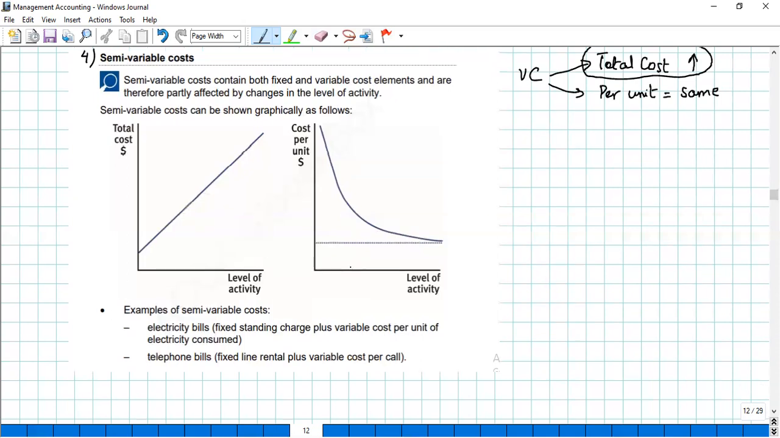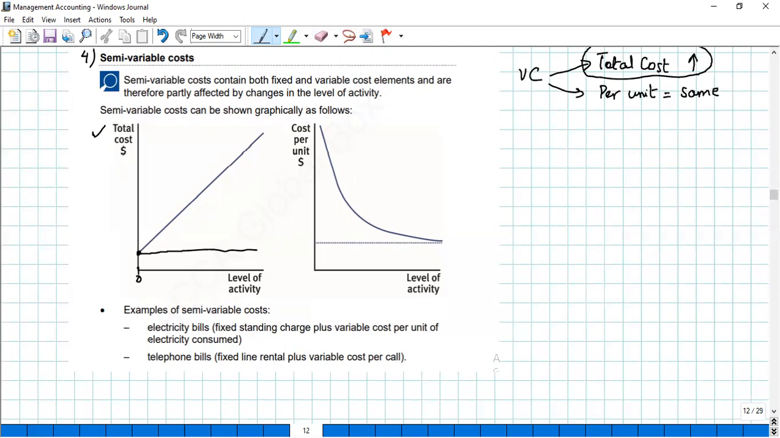Now, the graph of the semi-variable cost is in front of you. This is the graph of total semi-variable cost, okay? Clearly you can see that when your level of activity is 0, still there is some cost that has been incurred. So this is reflecting the fixed element. Now, let's discuss it with an example.